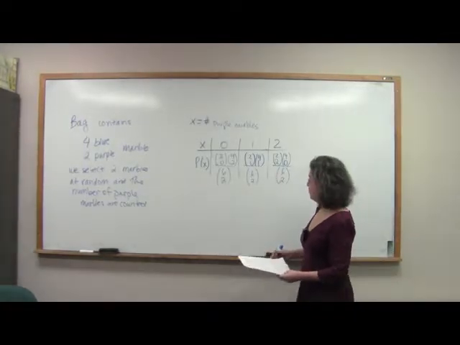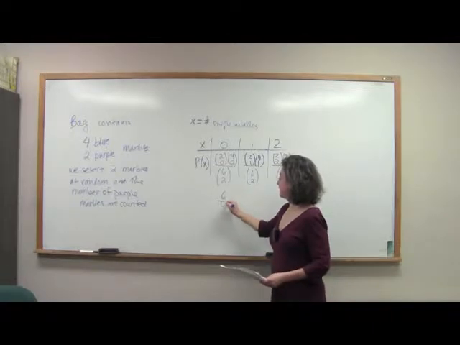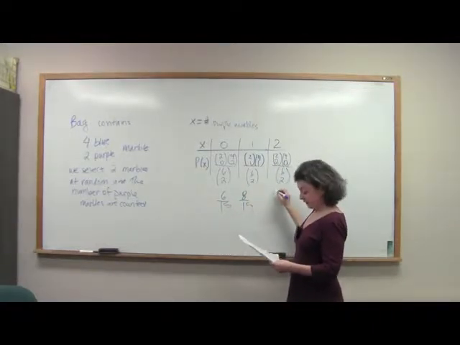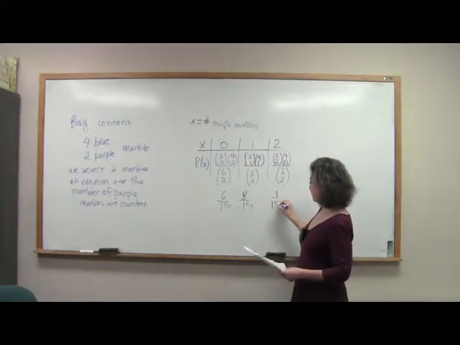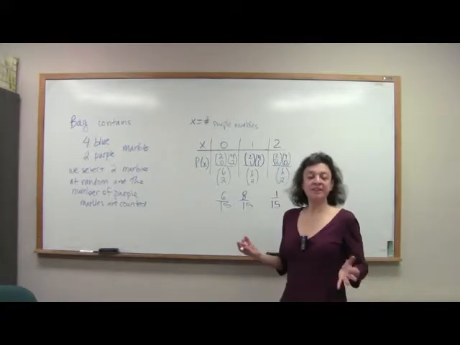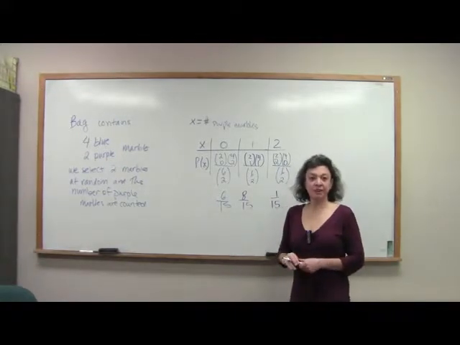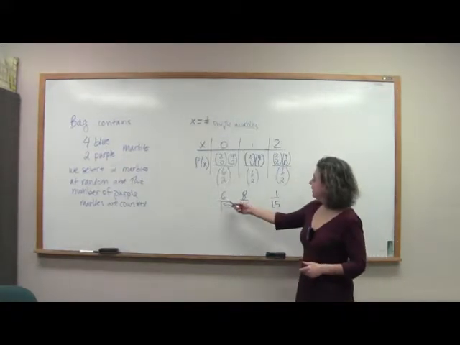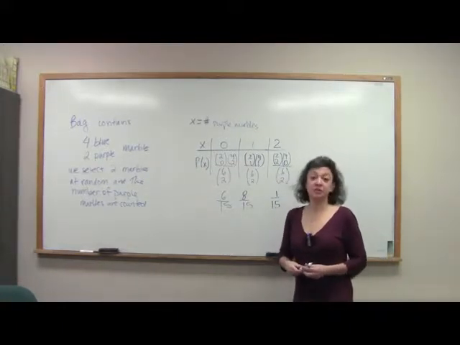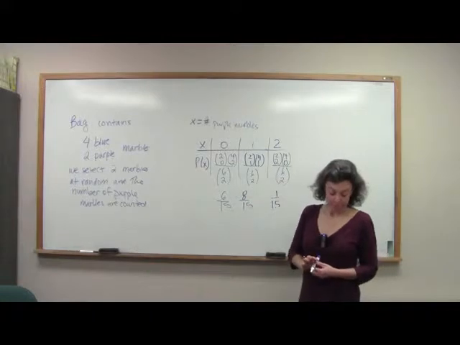All right, if you compute these, you're going to get 6 over 15, 8 over 15, and finally 1 over 15. Okay, now it's fine if you'd prefer to put this in decimal form. I like to leave fraction form at times. Now, if I add these up, notice I get 15 over 15, which is exactly 1.